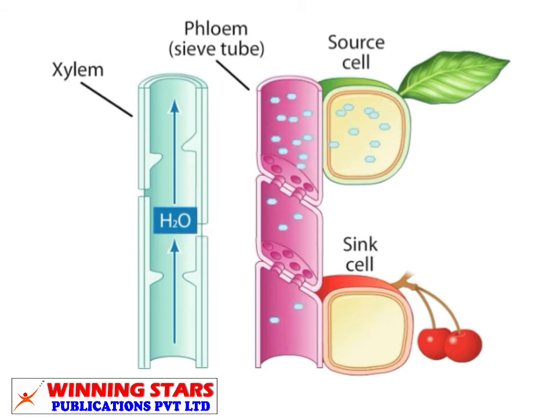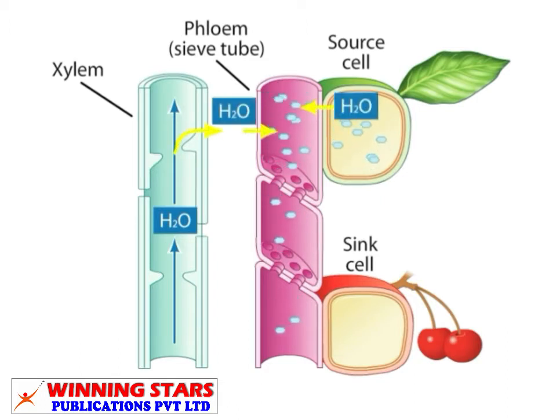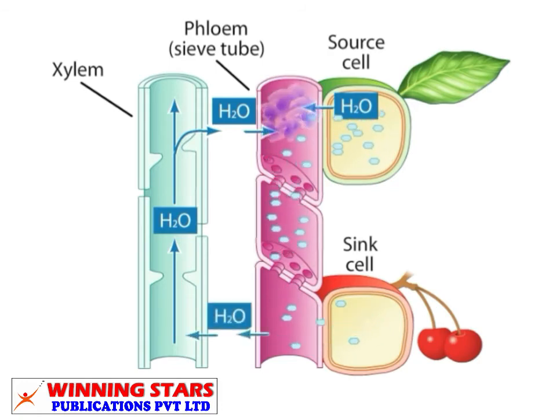Here you can see the animated form of it. The sugars are being generated in the sieve tubes. When there is a large concentration of the sugars, water enters by osmosis into the sieve tube, and it dilutes the sucrose and passes through the sieve plates. The water which dilutes the sucrose enables it to pass easily through the sieve plates, and finally the required amount of sugars will enter the sink.